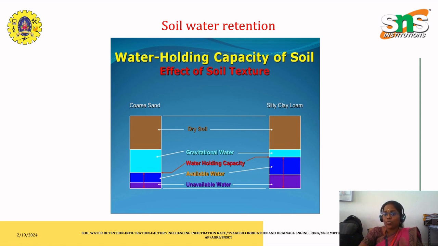Usually the gravitational water is available as soil moisture that can be absorbed by the plants, but that won't be available here because of the reduced pore. This is what happens everywhere, and the soil water retention also changes. This is what I have prepared for today's class.